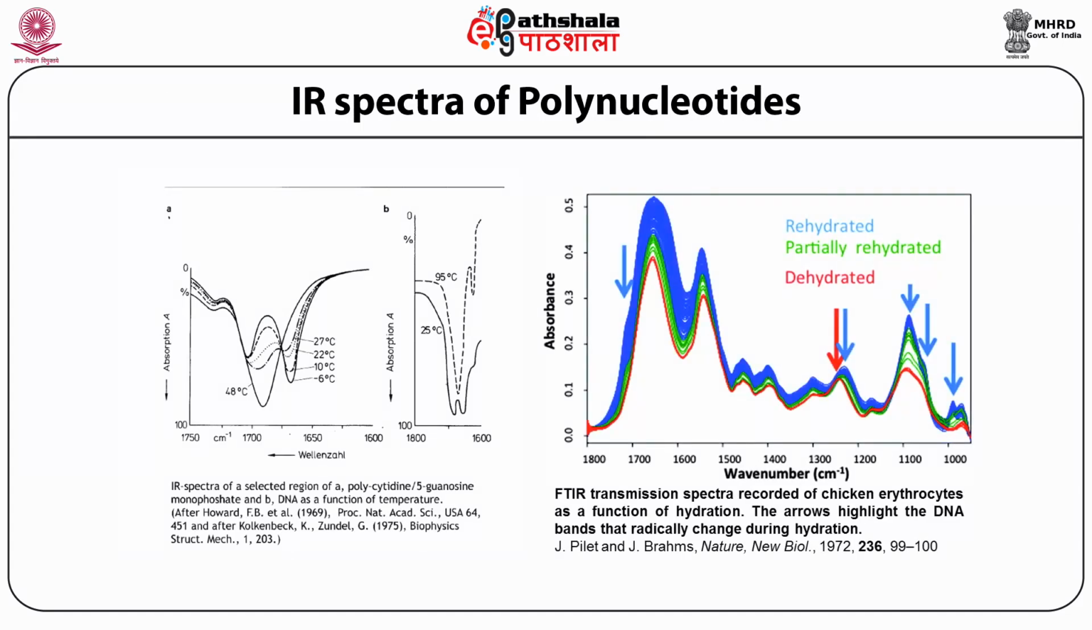We discuss here the IR spectra of polynucleotides. You can see the IR spectra of polynucleotides, guanosine monophosphate, and DNA as a function of temperature. Not only this, you can also see that a change in temperature or environmental factors causes a dramatic change in the peak shifting, and that can be deduced using IR spectroscopy.